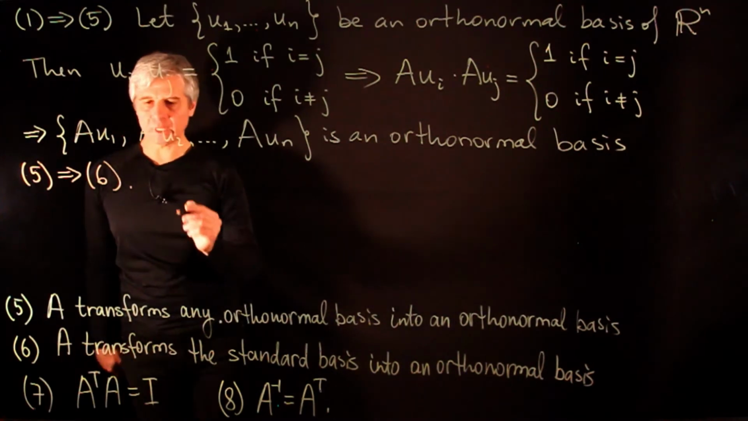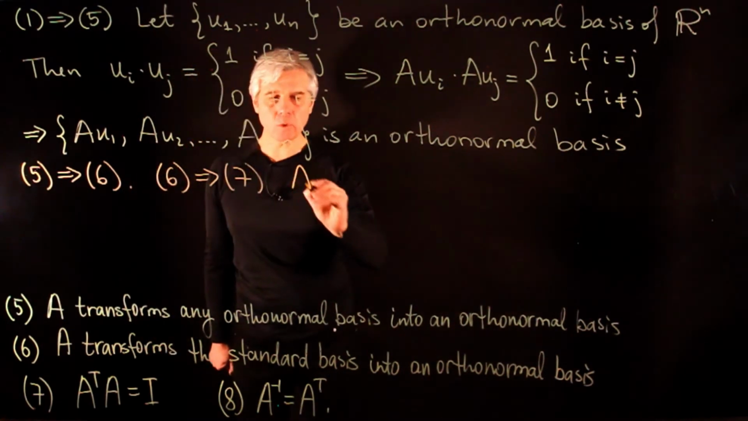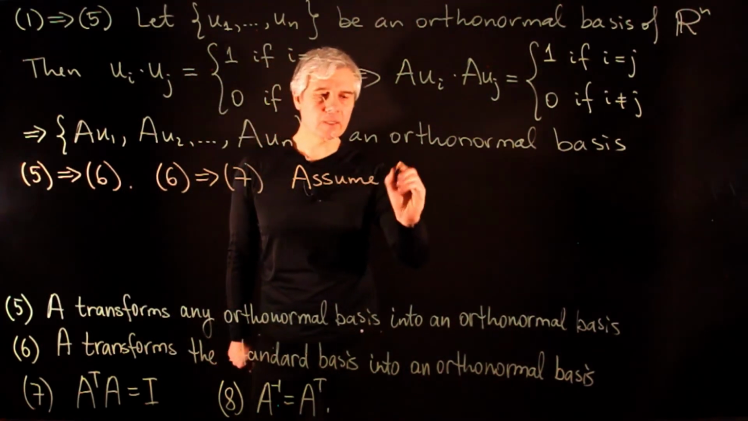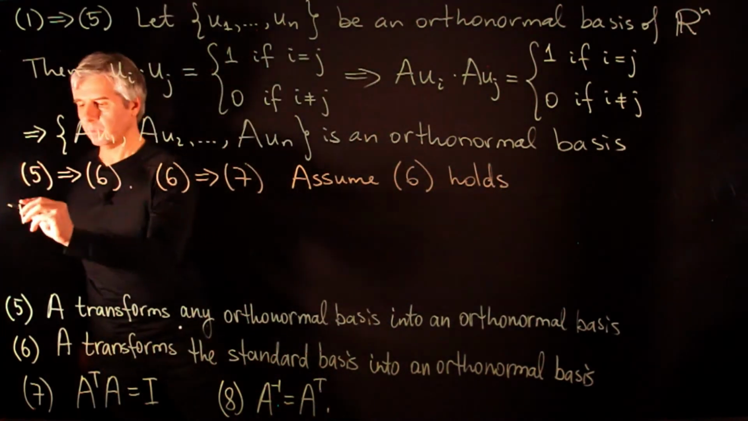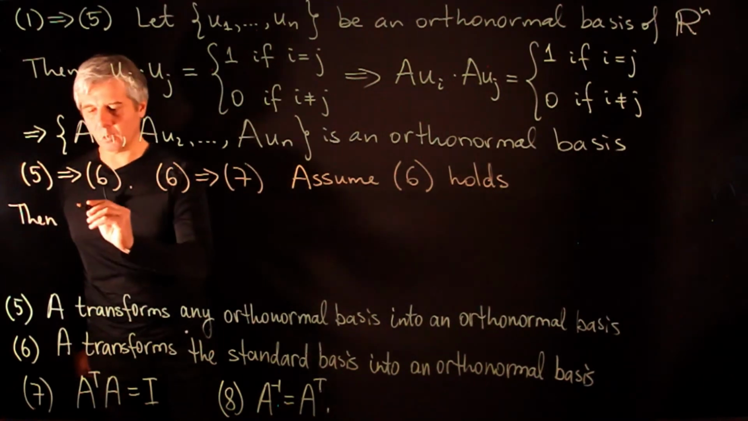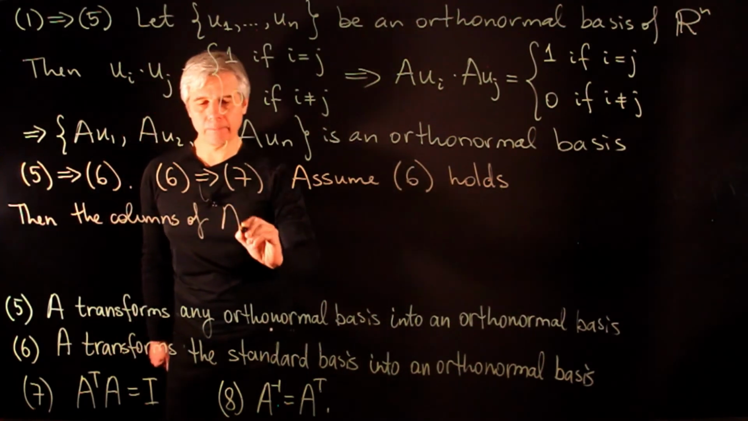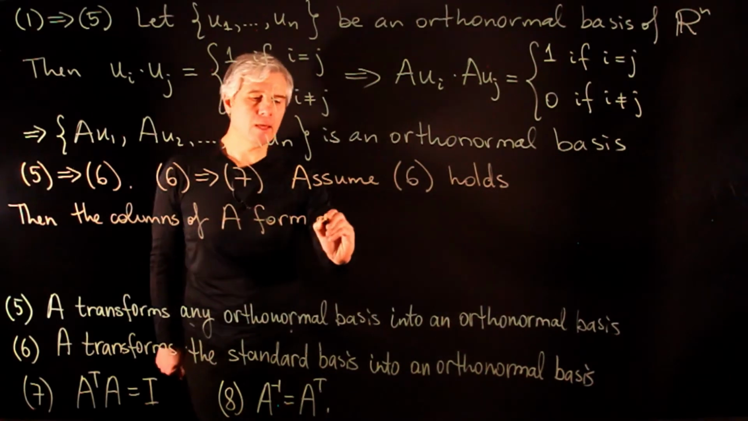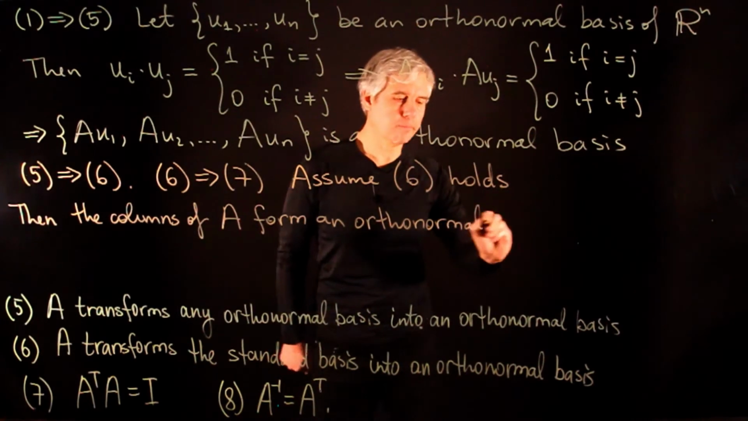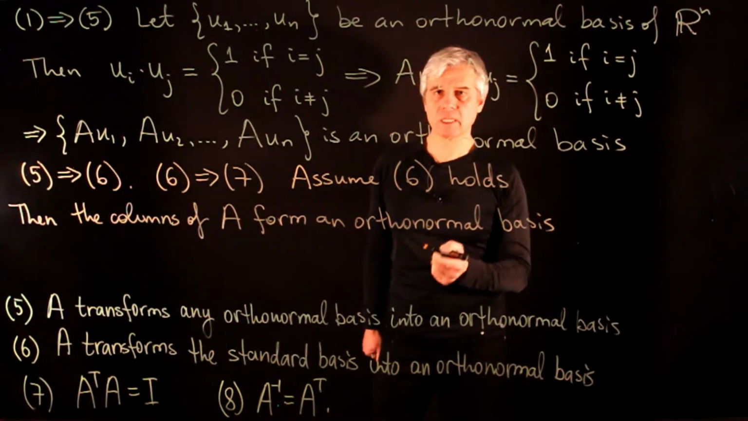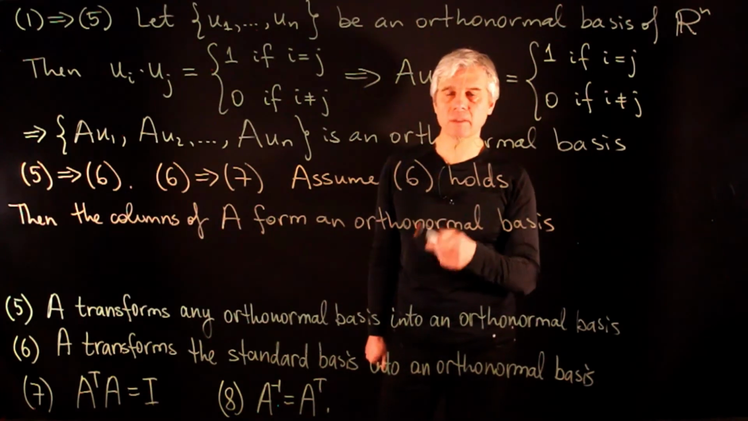and let us show that 6 implies 7. So let's assume that 6 holds. Then we know that the columns of A form an orthonormal basis, because this is how we construct the matrix of a linear transformation. We put images of standard basis vectors as columns.